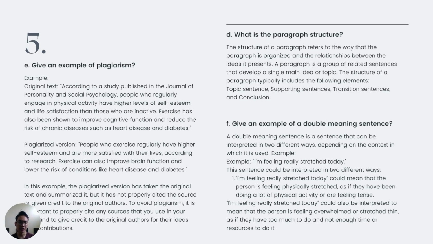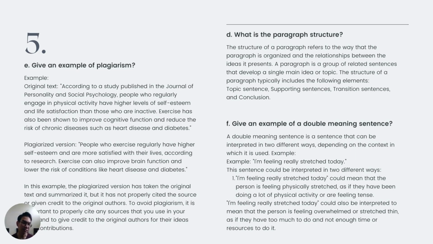Next is D. What is the paragraph structure? The structure of a paragraph refers to the way that the paragraph is organized and the relationship between the ideas it presents. A paragraph is a group of related sentences that develop a single main idea or topic. The structure of a paragraph typically includes the following elements: first, topic sentence, supporting sentences, transition sentences, and conclusion.